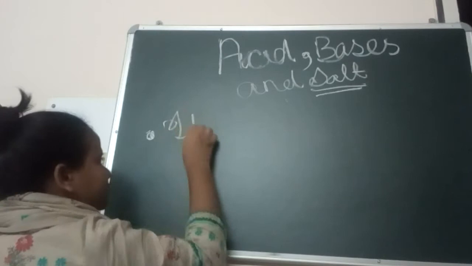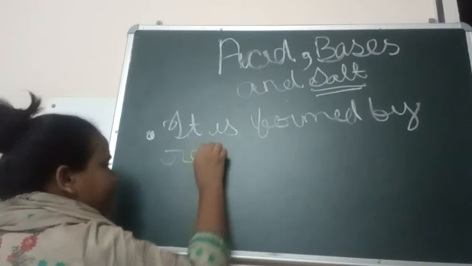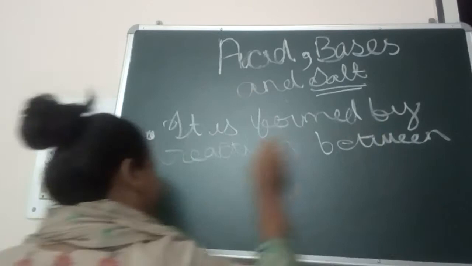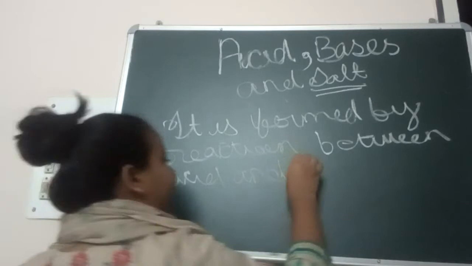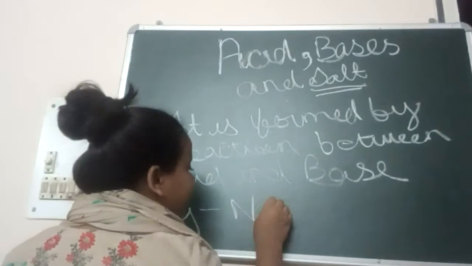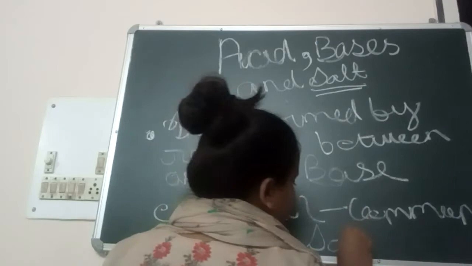Salt is formed by reaction between acid and base. Example, NaCl, sodium chloride, that is common salt. Now, in salt, we have three types of salt.